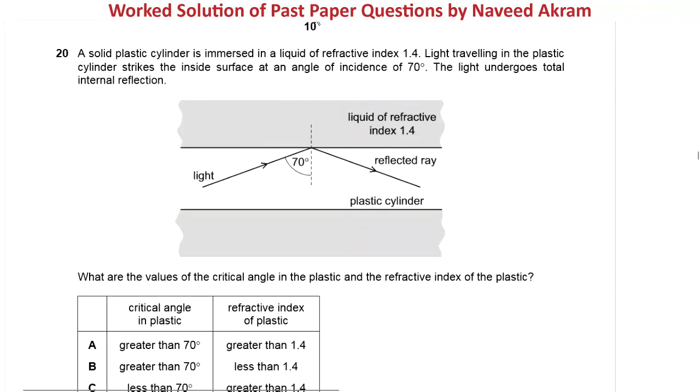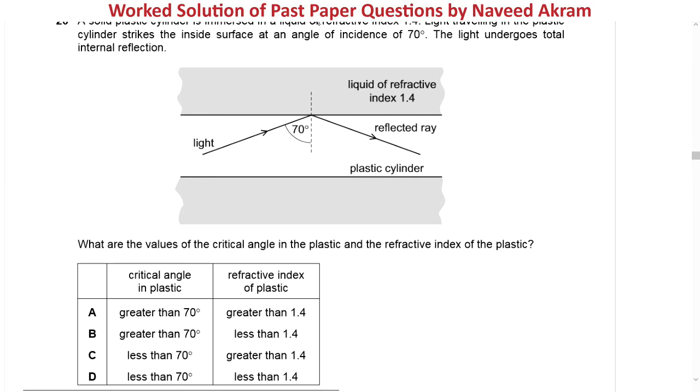Okay, the next question is from October-November 2017, paper 1, variant 1, question number 20. A solid plastic cylinder is immersed in a liquid of refractive index 1.4. Light traveling in the plastic cylinder strikes the inside surface at an angle of 70 degree. The light undergoes total internal reflection. What are the values of the critical angle in the plastic and the refractive index of the plastic? Okay, please pause the video and try to answer this question.